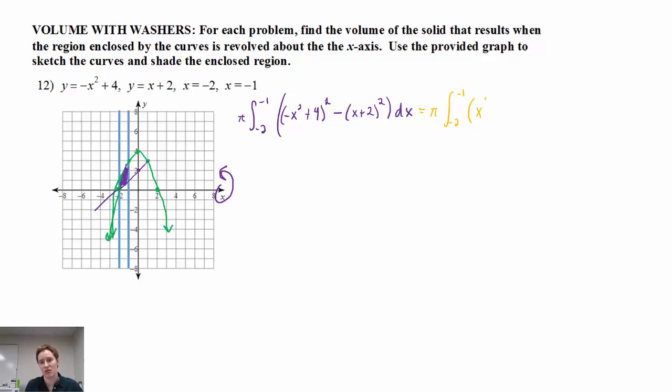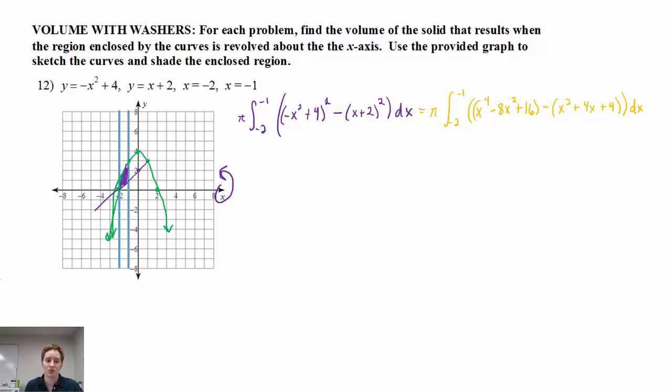So this is x to the fourth. We have negative 4x squared and negative 4x squared, which is negative 8x squared, and then plus 16. And then we're going to minus, and this should be easy to FOIL because it's just x plus 2, x squared plus 4x plus 4.